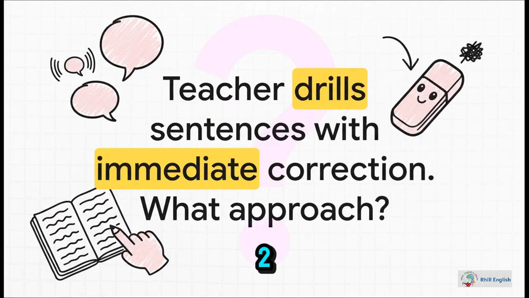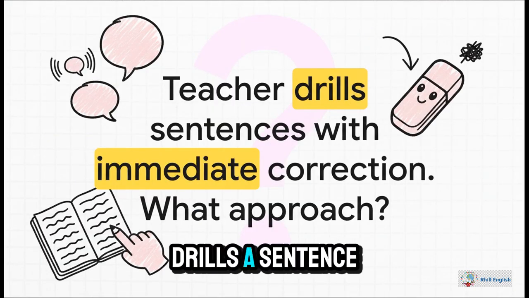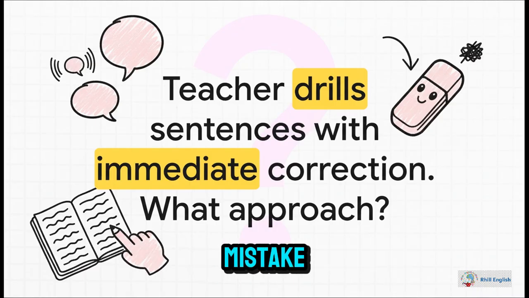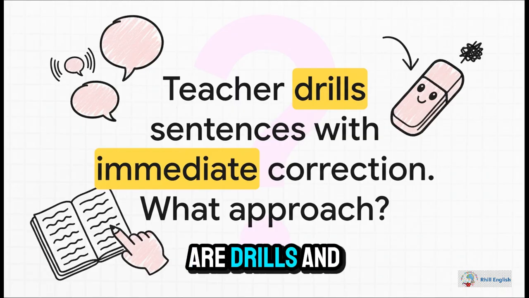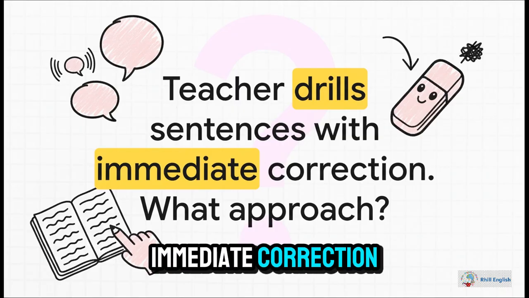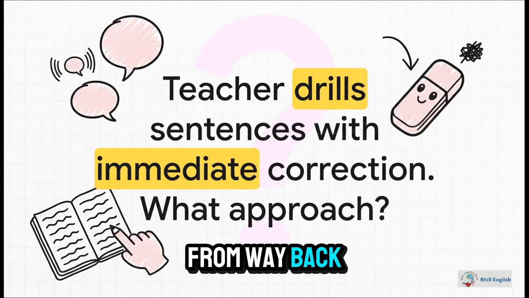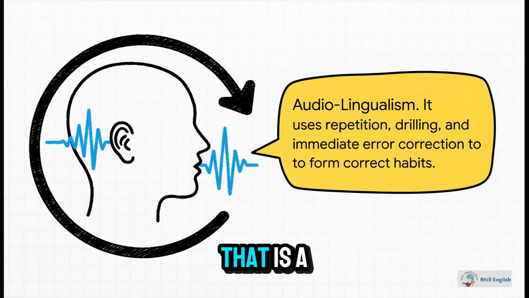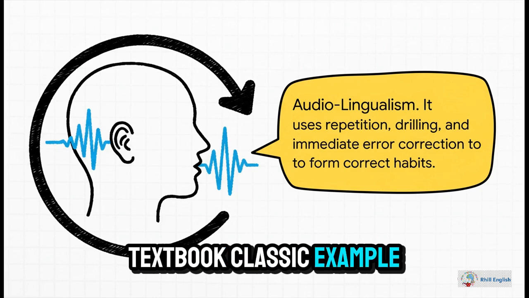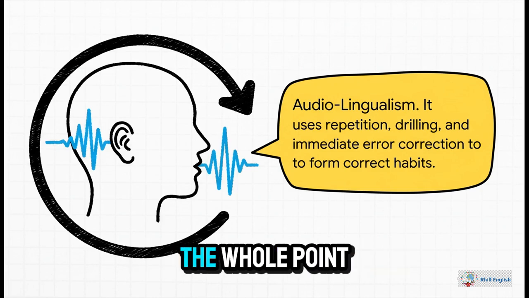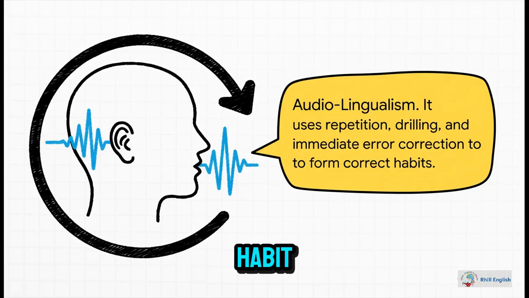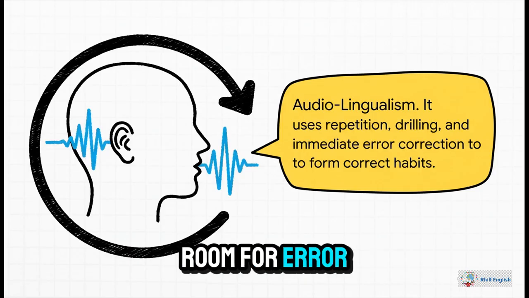All right, round 2. How about this one? A teacher drills a sentence over and over with the class, and they correct every little pronunciation mistake instantly. The keywords here are drills and immediate correction. This should be ringing a bell from way back at the start of our explainer. Exactly. That is a textbook, classic example of audiolingualism. The whole point is to drill that pattern into the students' minds until it becomes a completely automatic habit, leaving absolutely no room for error.